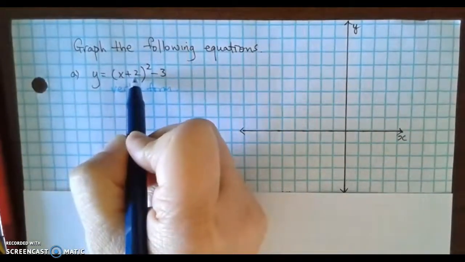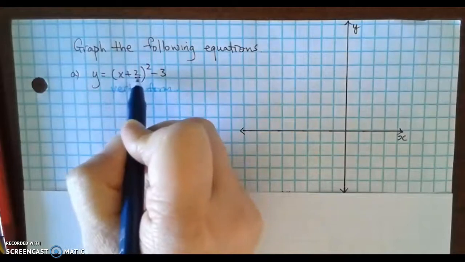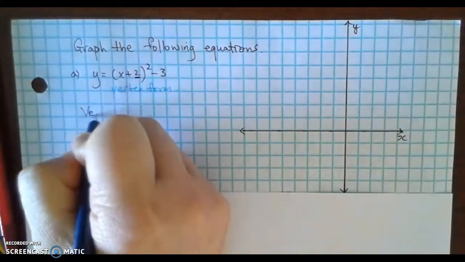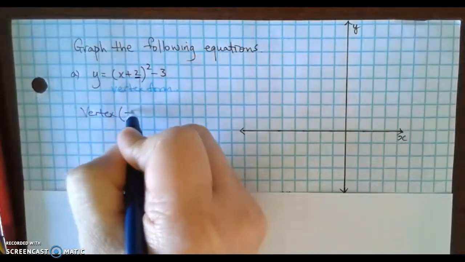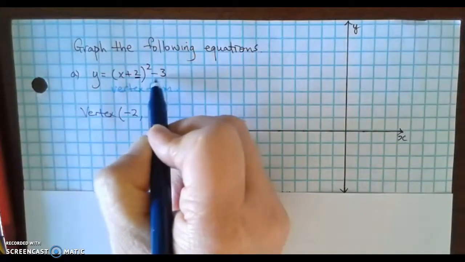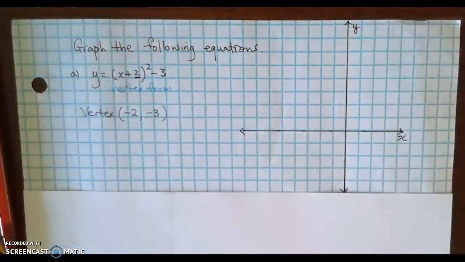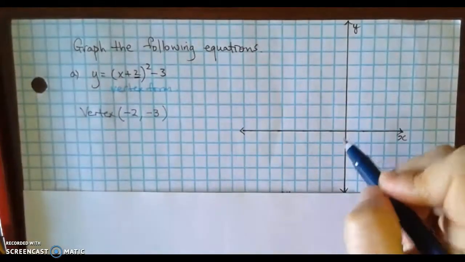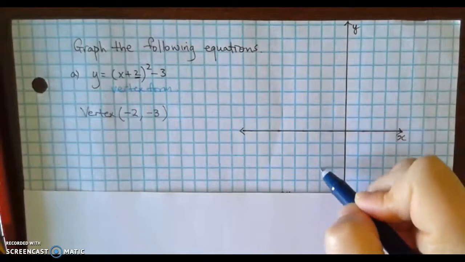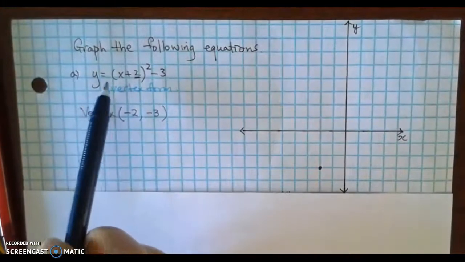The x value of the vertex is going to be the opposite of the number in the parentheses. So the vertex x value is going to be the opposite of 2, which is negative 2. And the k value is my y value. So the vertex is negative 2, negative 3. Starting from negative 2, negative 3, I put my vertex. And now let's look at the a value.